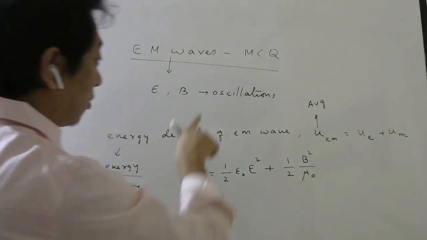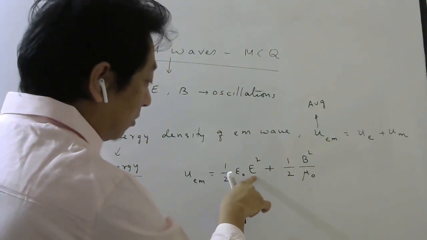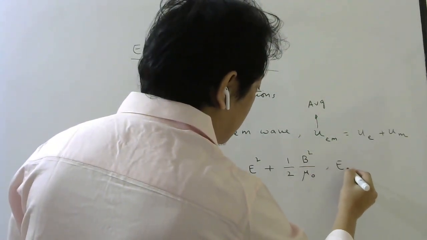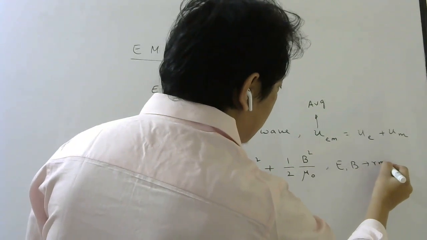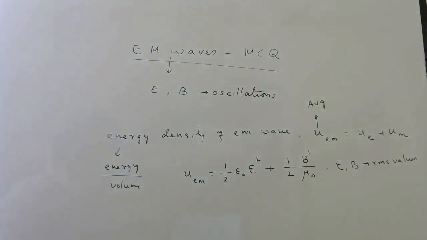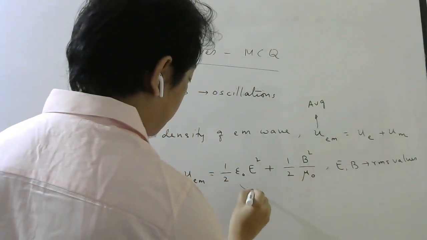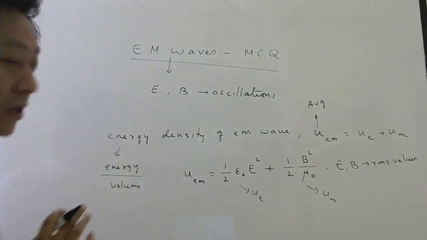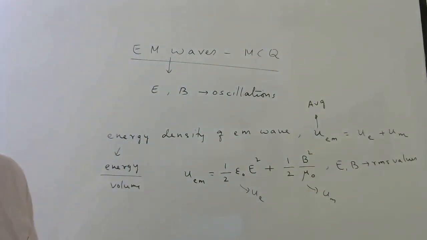Again, since E and B are oscillating, the values of E and B which I write here are RMS values. So E and B in this formula are RMS values. Okay. Now, this is your UE and this is your UM. This is the energy density in the electric field. This is the energy density in the magnetic field.